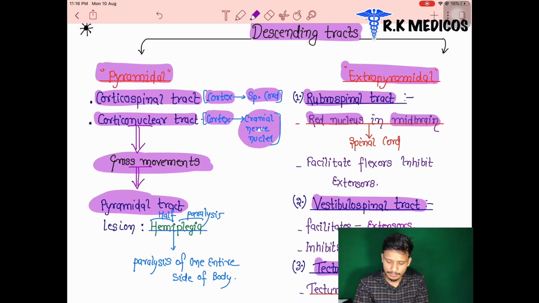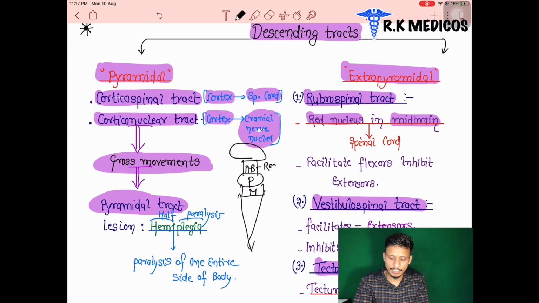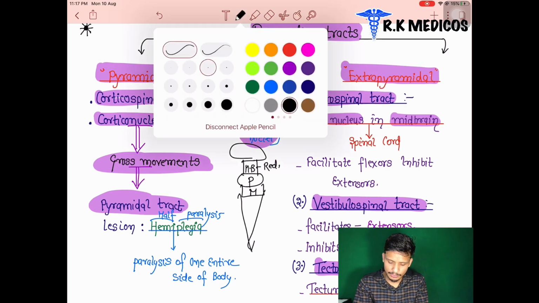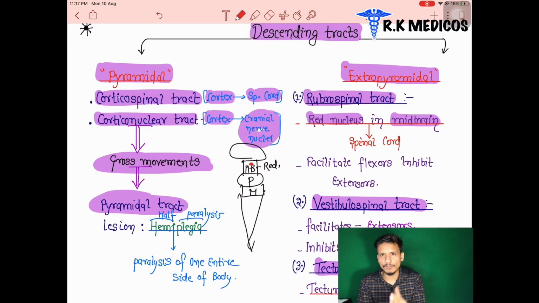We can see this is the midbrain, this is the cranium, this is the pons, the medulla, and the spinal cord. In the midbrain, a nucleus is present, that is the red nucleus. Here the red nucleus is located. From here, these fibers are moving down. That's why they are called rubrospinal, because they are going to the spinal cord, moving from the midbrain to the spinal cord.